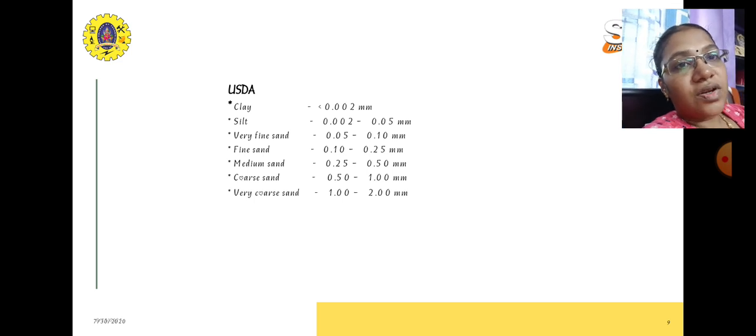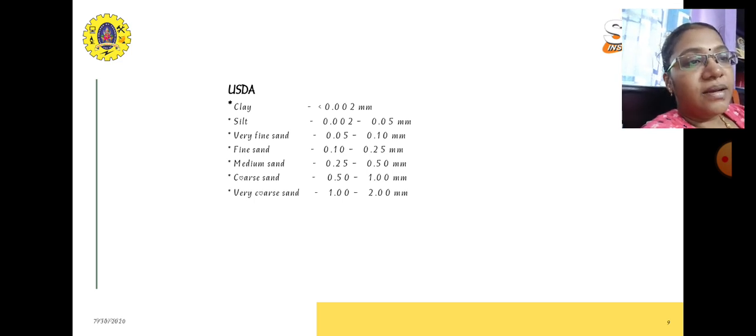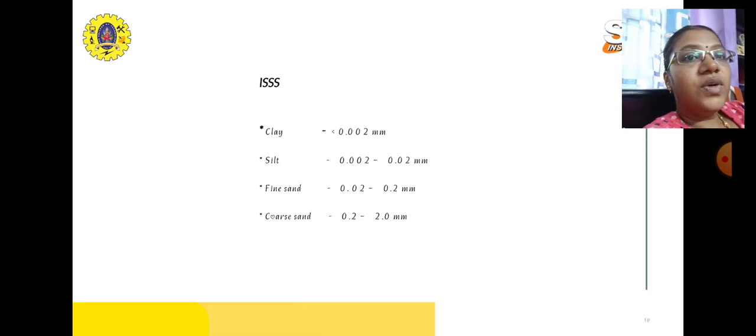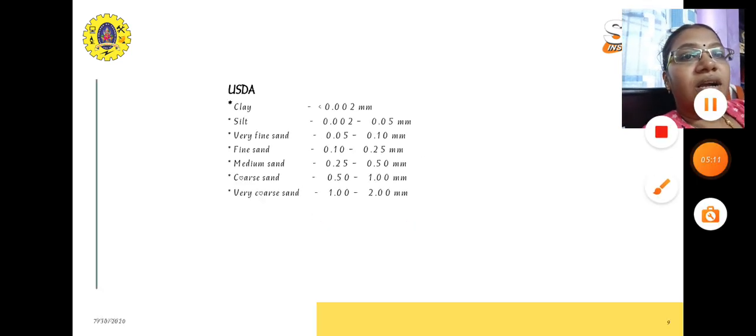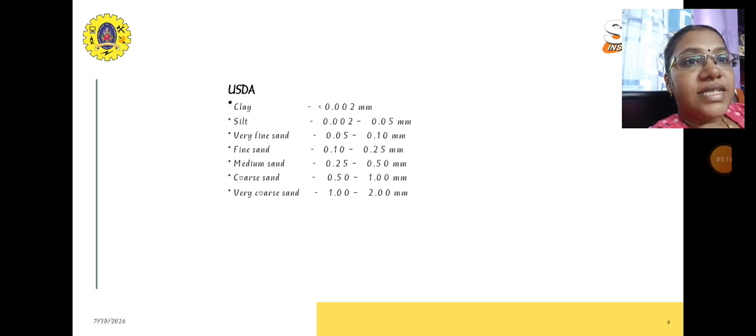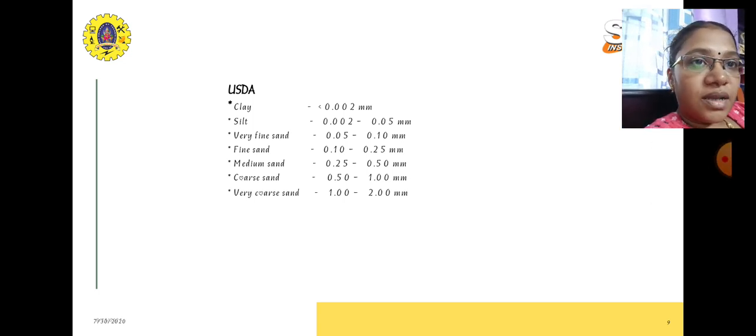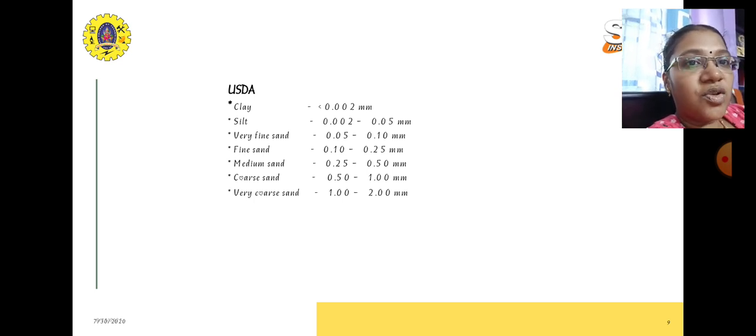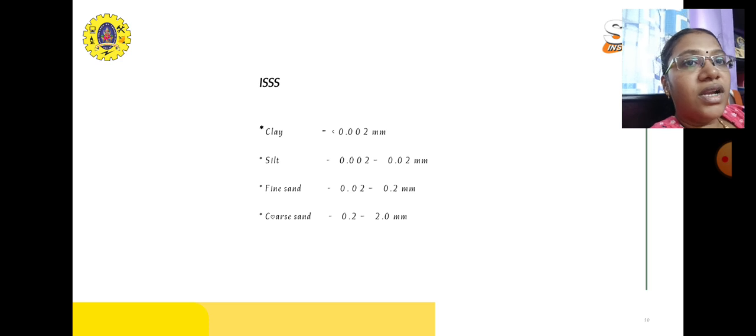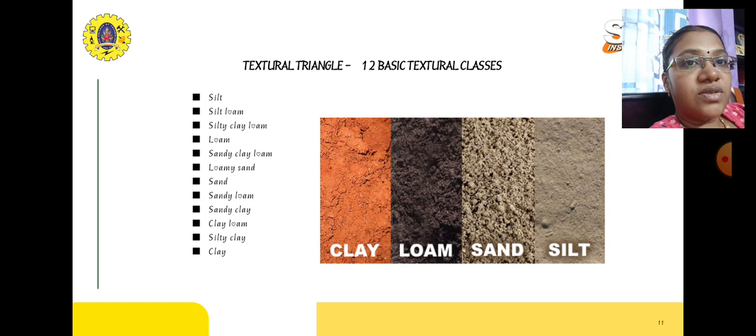Based on all this, according to the USDA standards, clay will be less than 0.002 mm, silt 0.002 to 0.05 mm. Likewise, they have given values for very fine sand, medium sand, coarse sand and very coarse sand. According to the other standard, the clay, silt, fine sand and coarse sand values are given.